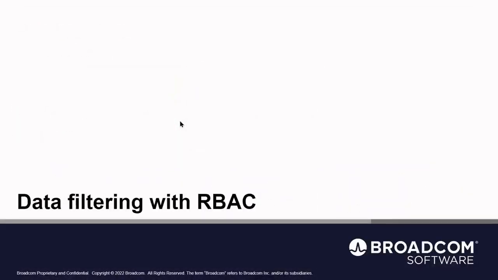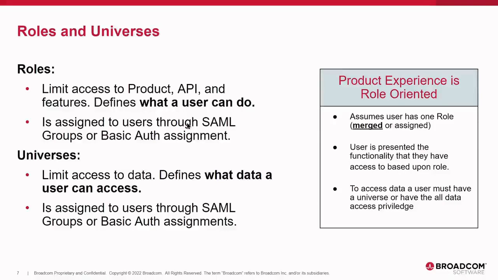Digging into data filtering with RBAC, we have a few ground rules to set here. First, roles are designed to limit the access to the products, the APIs, and the features. So this really says what a user can do. Universes, on the other hand, is a separate concept that's used to limit access to the data. It defines what a user can access, specifically what data the user can access. Both of these are assigned separately through SAML groups or basic authentication assignments.